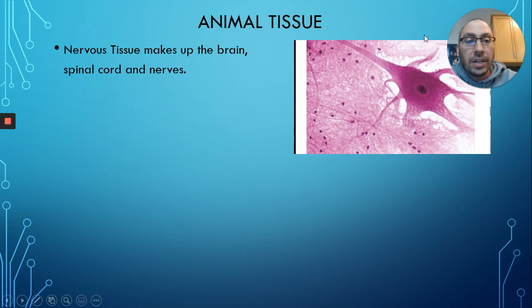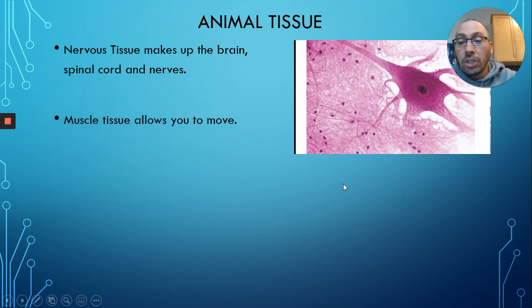We got an awesome picture here. I love this image. We're going to learn more about it when we get to topic 3.5. You're going to need to know the different parts of the nervous system, especially in higher levels.